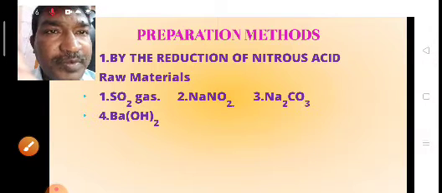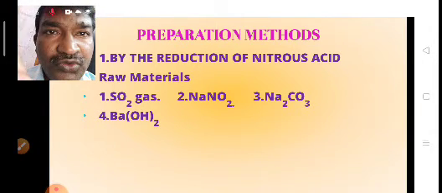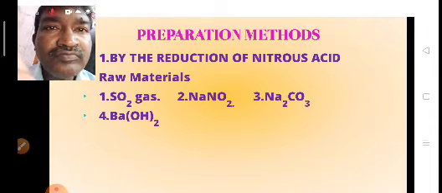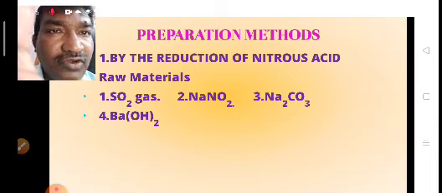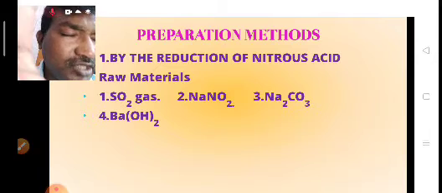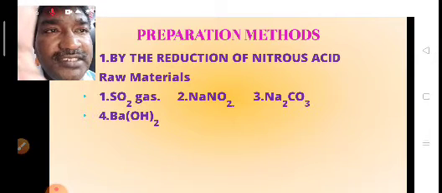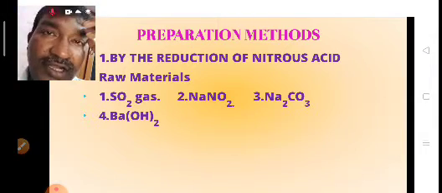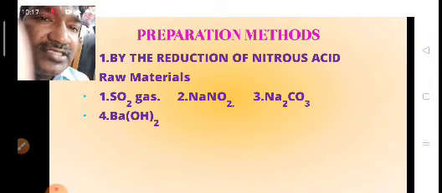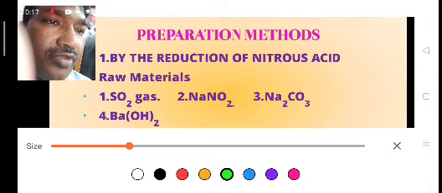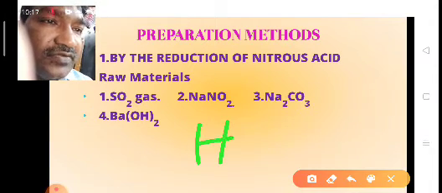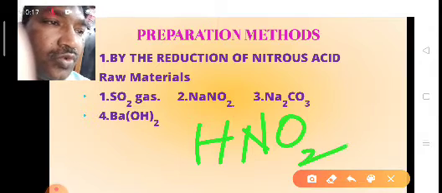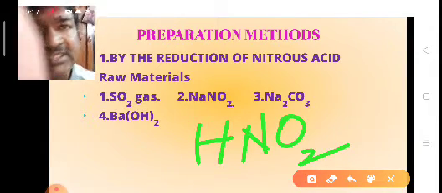Next we go for the preparation methods. Here we are going to study 3 preparation methods. Now in this slide we go for the first preparation method. Here hydroxylamine is prepared by the reduction of the nitrous acid. We know very well that nitrous acid formula is HNO2 and nitric acid formula is HNO3.